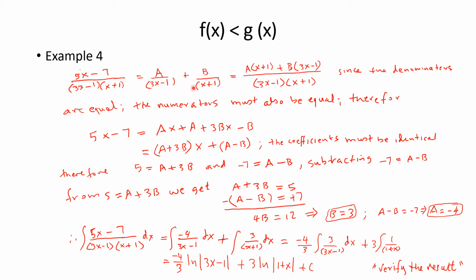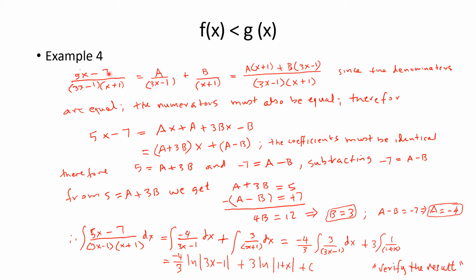Now we could just go ahead and regroup these. To regroup this, we will have a common denominator. So the common denominator is the multiplication of these two, and then we cross multiply A multiplied by x plus 1, which is right here, and then B multiplied by 3x minus 1, which is right here. So if we do the evaluation of this, let's just concentrate on the numerator, because this is the denominator and it's equal to this denominator.